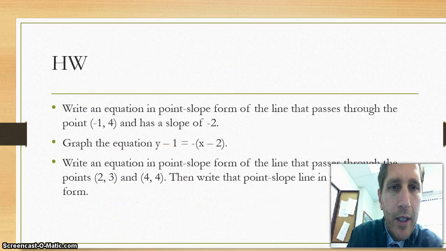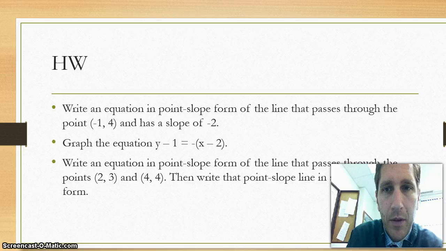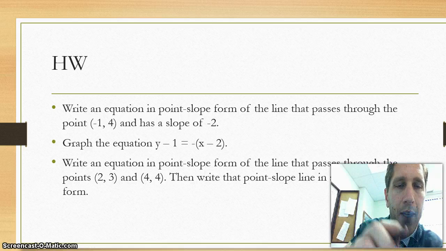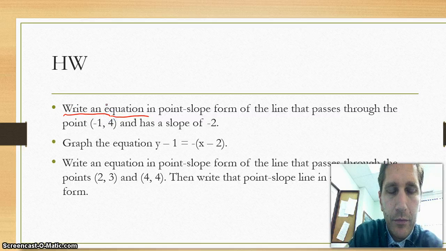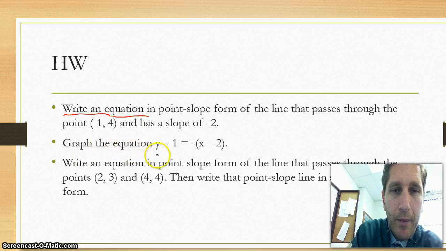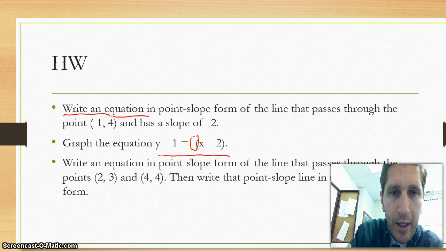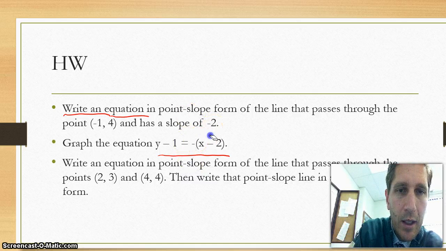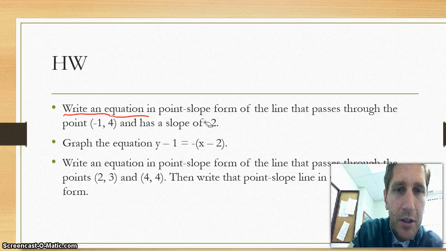So, write an equation in point-slope form of the line that passes through the point (-1, 4) and has a slope of -2. You're just writing the equation. Graph the equation y minus 1 equals negative parentheses x minus 2. There is a number in between the parentheses and the negative sign there. So very important that you understand that you must put a number there that will identify your slope, because this is where your slope is, your m. So think about what that number is.